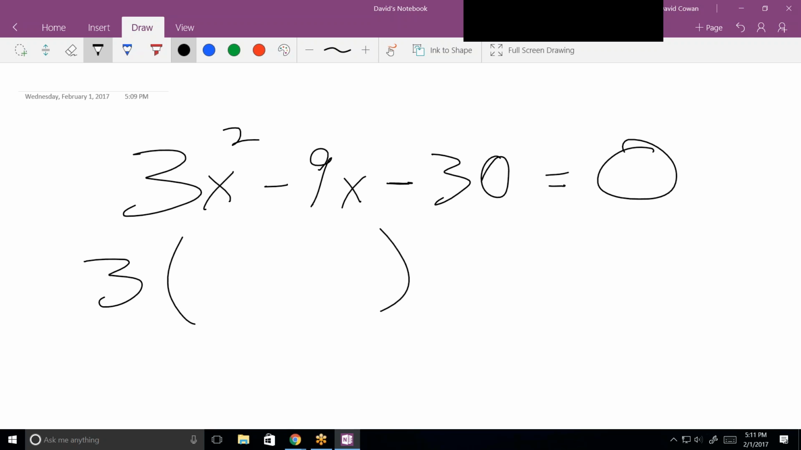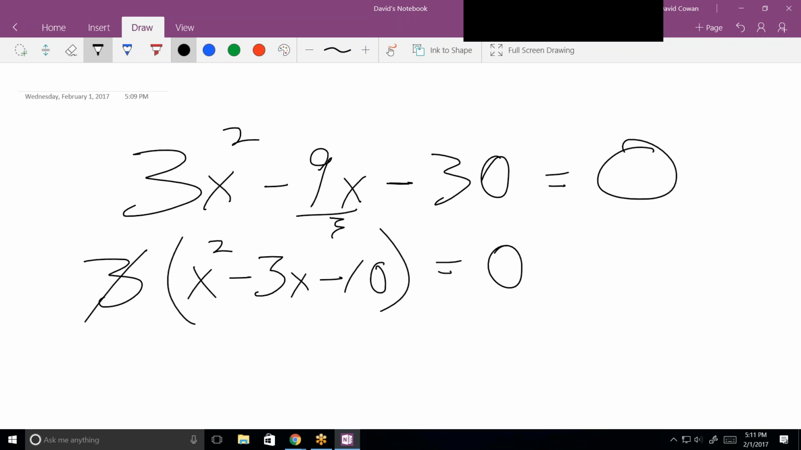X squared minus 3x, because I'm dividing that by 3. Minus 10. Now, I can do the same trick I did before, divide both sides by 3, effectively getting rid of that. Doesn't change the right side, it stays 0. So now all we have to do is factor this elementary quadratic. Okay, do it the way I did it before.